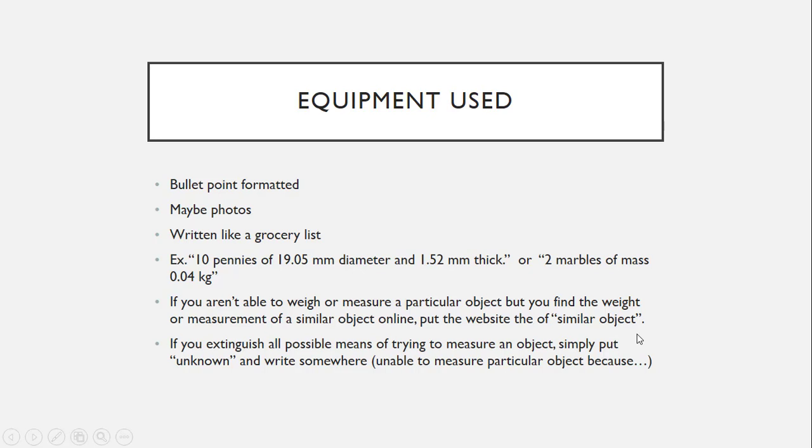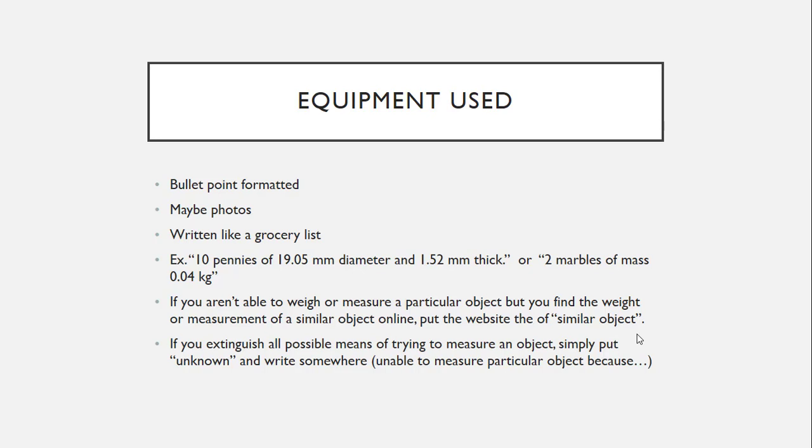All right, the lab equipment used, bullet point formatted, maybe photos of the things that you're using, written like a grocery list. So like 10 pennies of whatever diameter and whatever thickness. Is that necessary? Yes, it is. We want to know what the measurements are of the things that you're using. And if you absolutely cannot do it, it will not diminish your grade. That will not be a factor in the diminishment of your grade.